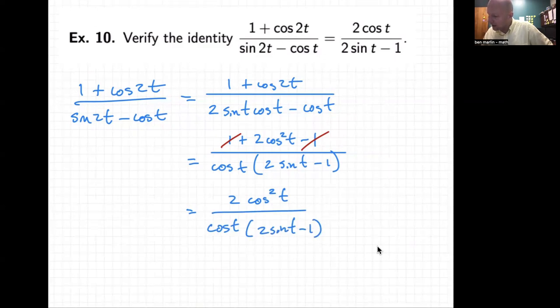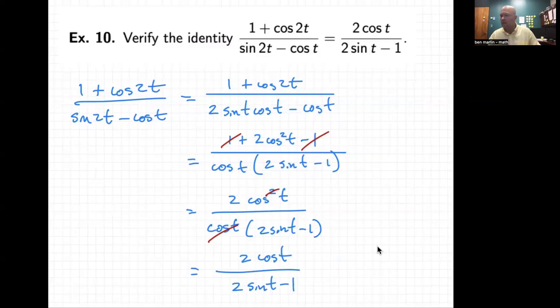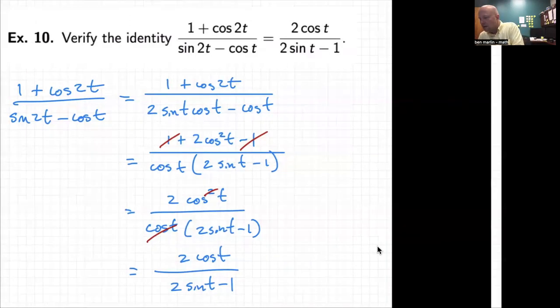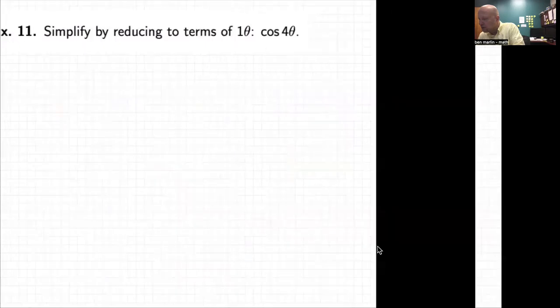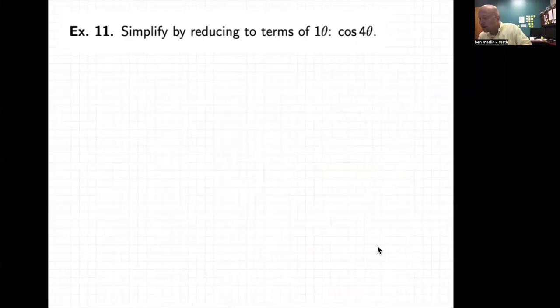And now I can see that I can cancel one of those cosines and have 2 cosine t over 2 sine t minus 1, which was where I wanted to get. So, yay. Right. And then, okay. So 11 and 12 are both problems that we might need to do something with at some point.